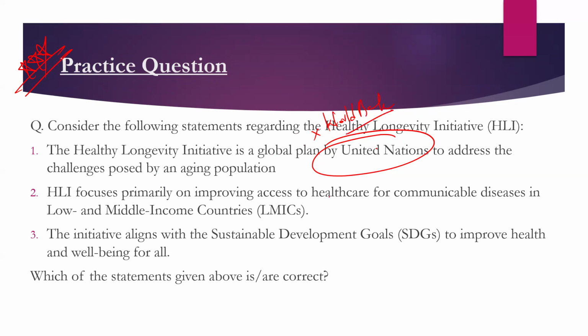Okay, what about the second statement? The focus is on... Okay, so this is again false. We are not talking about communicable diseases. We are talking about an aging population. So that means we are talking about NCDs, right? And then finally, yes, the third statement is correct.